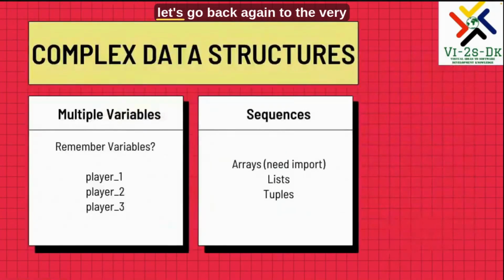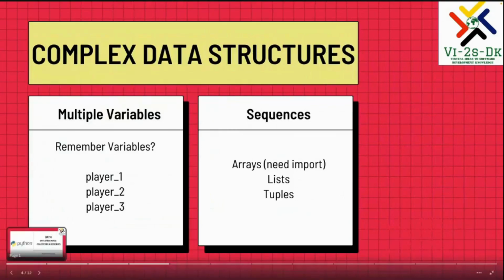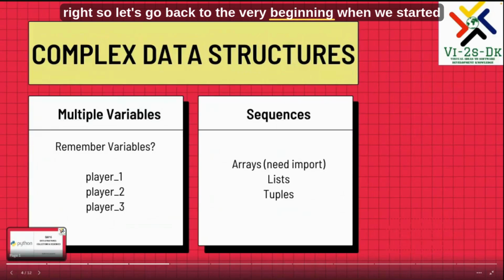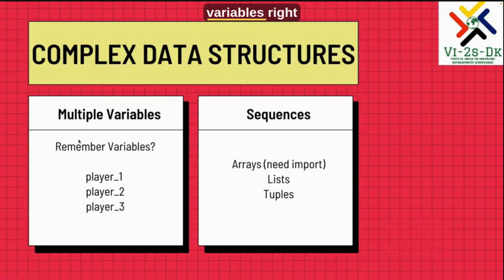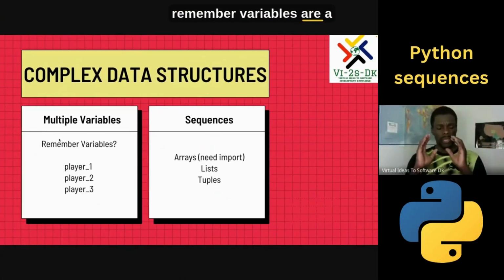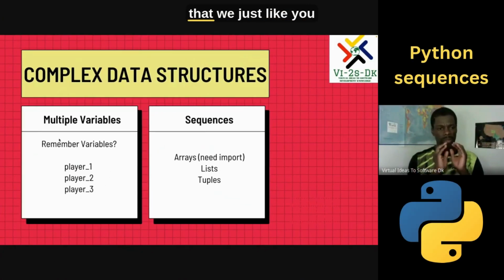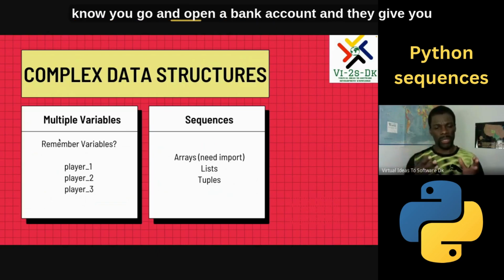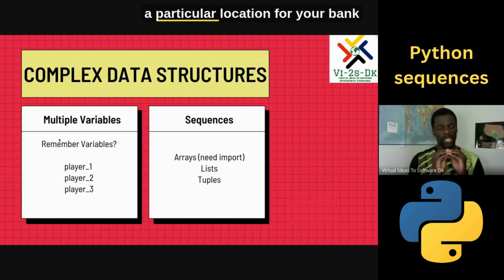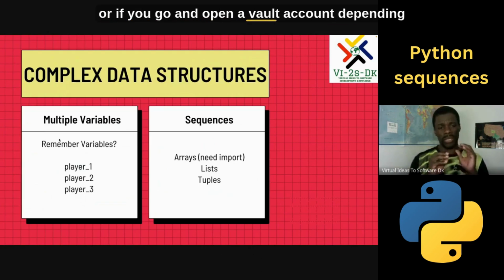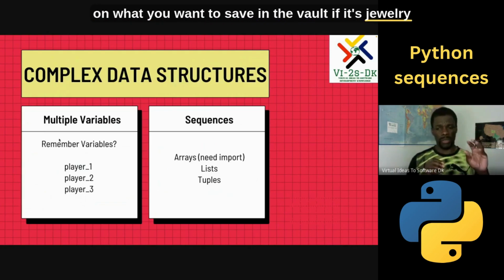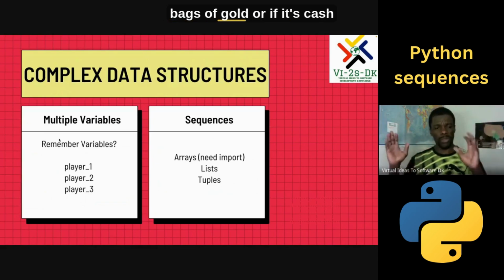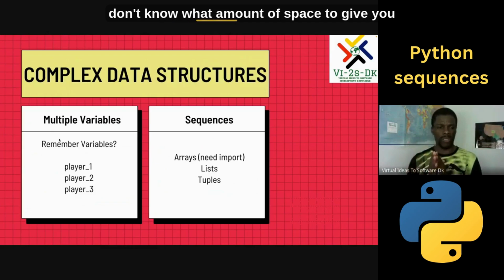Now, let's go back again to the very beginning. Oops, I think I lost my video here. All right, so let's go back to the very beginning when we started creating variables, right? We remember variables are a space in memory, just like when you go and open a bank account and they give you a particular location for your bank, or if you go and open a vault account, depending on what you want to save in the vault, if it's jewelry, or documents, or bags of gold, or cash, they'll know what amount of space to give you.